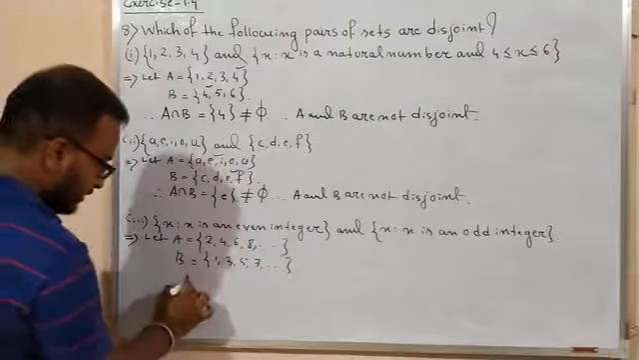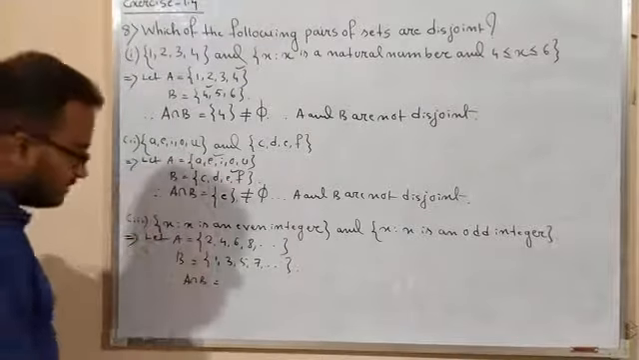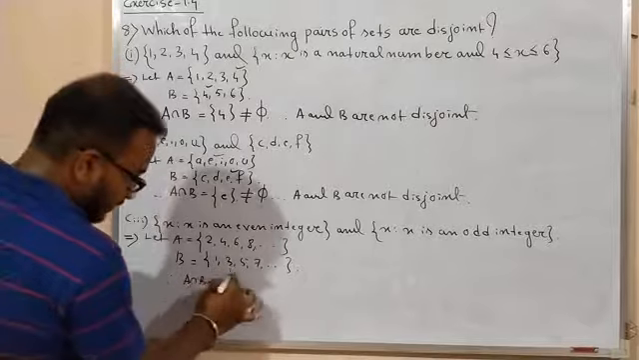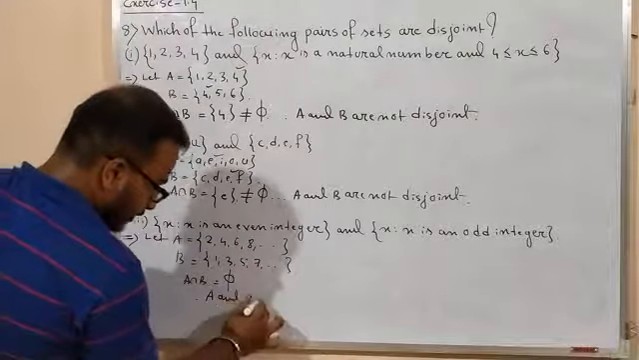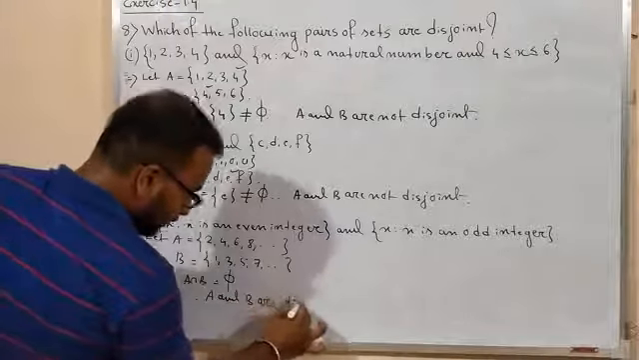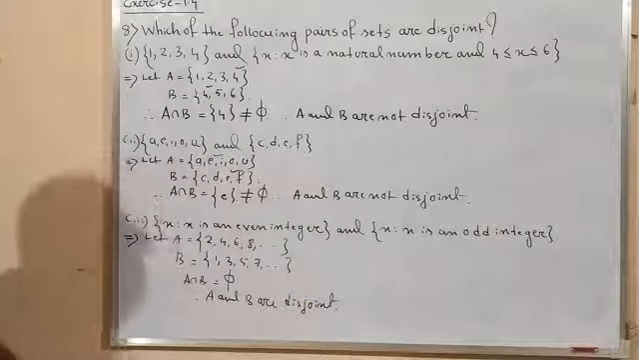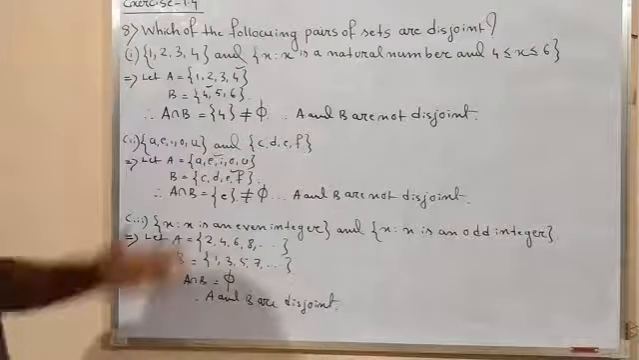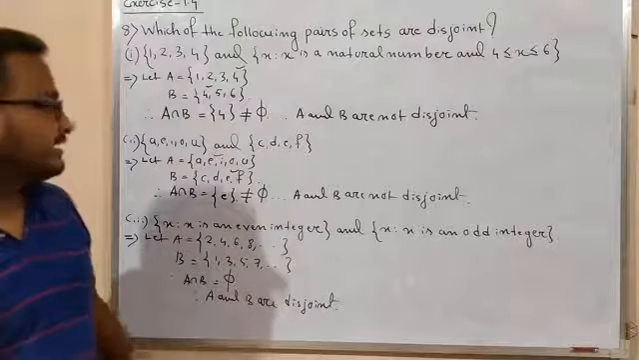So therefore, what is A intersection B? There is no common element in both the sets. So it will be an empty set, right? So therefore, A and B are disjoint. Okay. So this is the solution part, and it is again an easy problem, right? So I think it is clear for you.